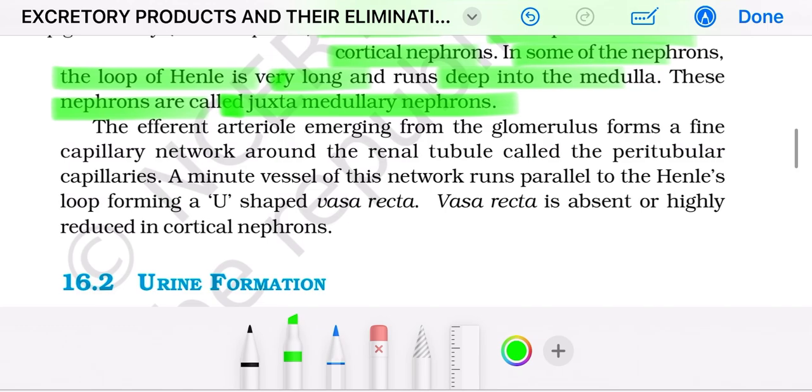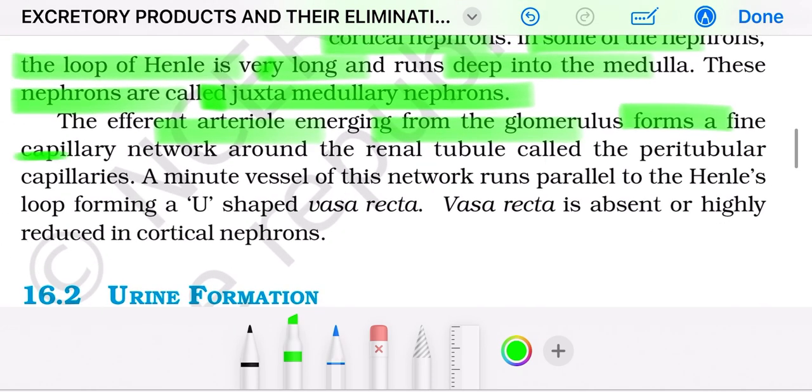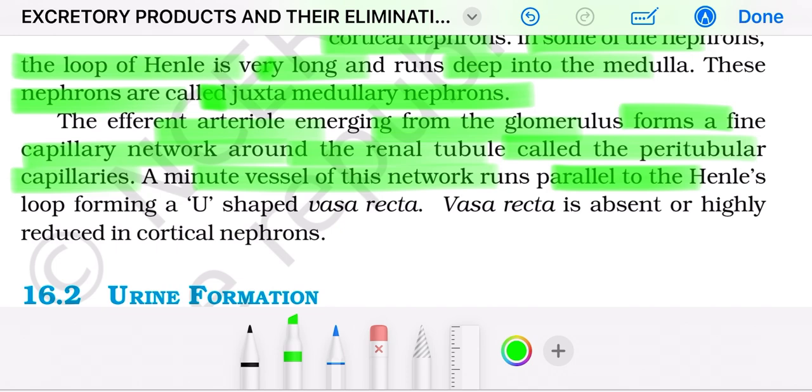juxtamedullary nephrons. The efferent arteriole emerging from the glomerulus forms a fine capillary network around the renal tubule called the peritubular capillaries. A minute vessel of this network runs parallel to Henle's loop, forming a U-shaped vasa recta. Vasa recta is absent or highly reduced in cortical nephrons.